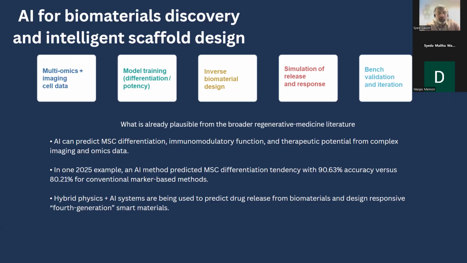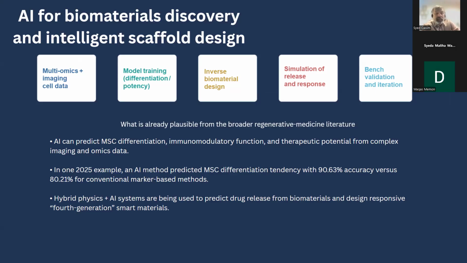Okay, what is already plausible from the broader regenerative medicine literature is AI can predict MSC differentiation, immunomodulation function, and therapeutic potential from complex imaging and omics data. कि आर्टिफिशियल इंटेलिजेंस डेटा इतना अवेलेबल हो गया है हमको कि मेसेंकाइमल स्टेम सेल डिफरेंशिएशन बता देगा, इम्यूनोमॉड्यूलेटरी फंक्शन बता देगा. सही है. In one 2025 example, an AI method predicted MSC differentiation tendency with 90.6% accuracy, देखिए आप, and 80.2% for conventional marker-based methods.